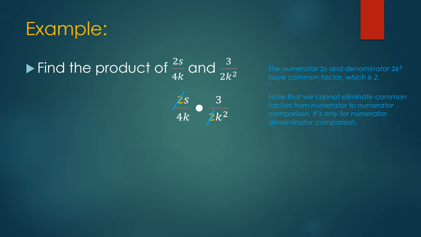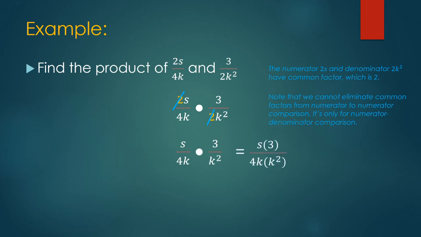Kaya tayo nakakapag-eliminate. Now, makikita nyo rin dyan, meron din tayong 4k. Yung 4k, pwede rin siyang 2k times 2, di ba? Pwede rin naman na yun ang i-factor mo. Then, eliminate mo rin yung 2 doon. Pero once na na-eliminate mo na yung 2 doon with the numerator 2, hindi mo na pwedeng i-eliminate si 2 kay 2k squared. So, pag nag-eliminate ka, yan na yung mangyayari.